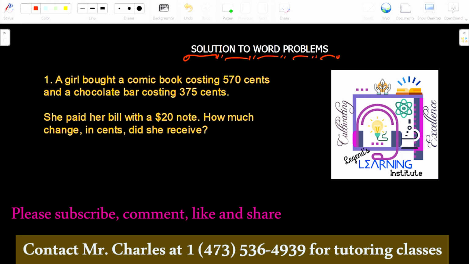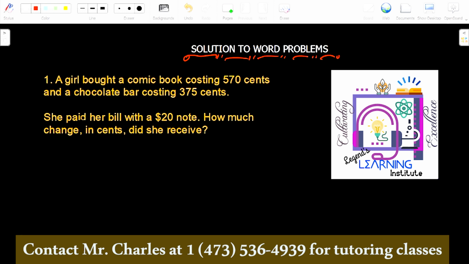It says a girl bought a comic book costing 570 cents and a chocolate bar costing 375 cents. She paid her bill with a $20 note. How much change in cents did she receive? Since we have to provide the change in cents, we have to convert the $20 to cents.